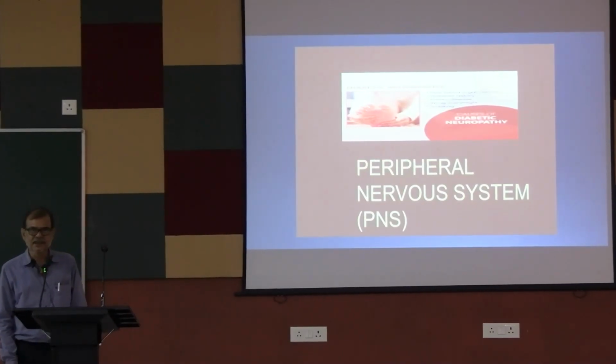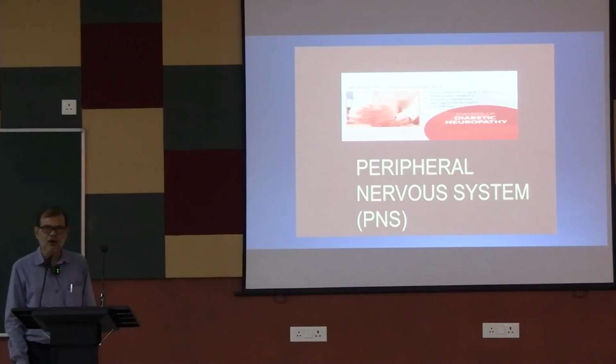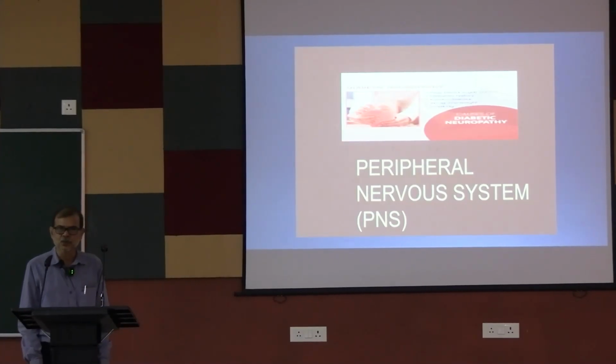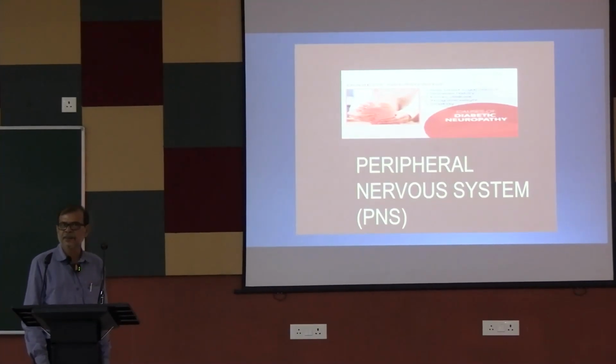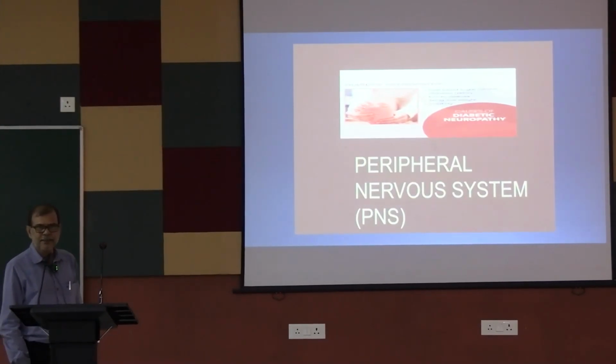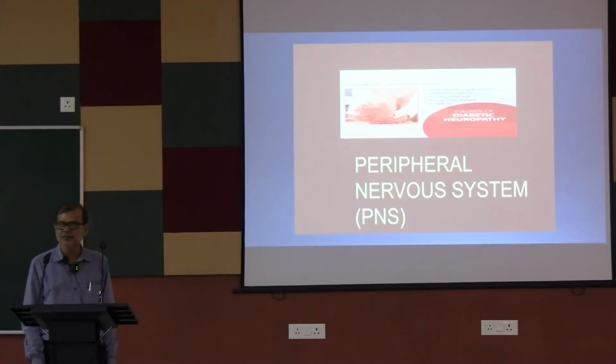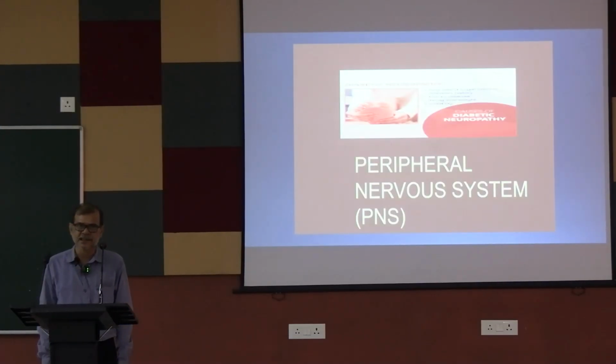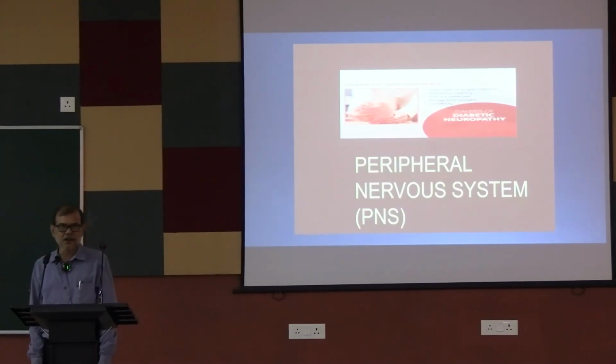So, the peripheral nervous system is a collection or network of neuronal tissues, structures or apparatus that provides a communication pathway between the periphery, or rest of the body, and the central nervous system. Now, what are the components of the peripheral nervous system?